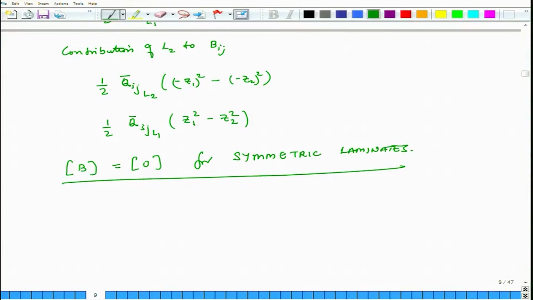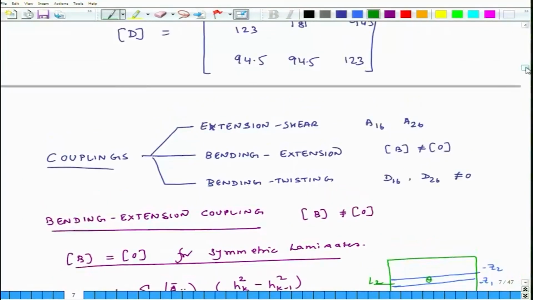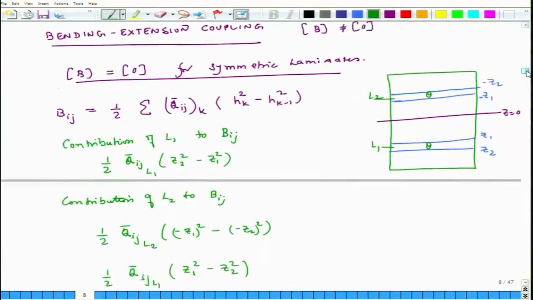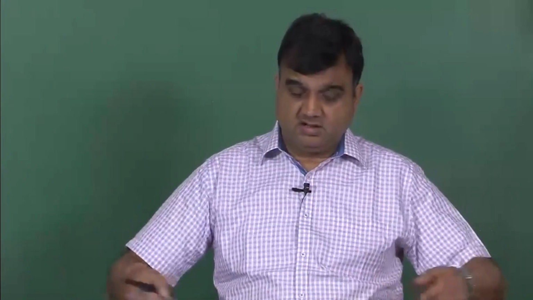So, if we want to eliminate bending extension coupling, then we have to ensure that whatever laminates we use, they are symmetrically oriented with respect to the mid plane. If they are symmetrically oriented with respect to the mid plane, then if I bend it, it will only bend, it will not extend. If I extend it, it will only extend, it will not bend. So, this is very important.